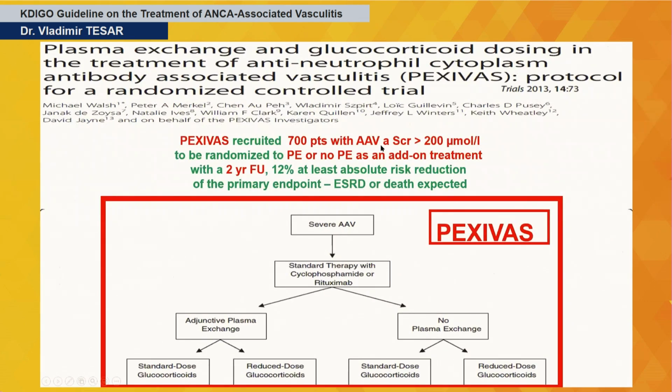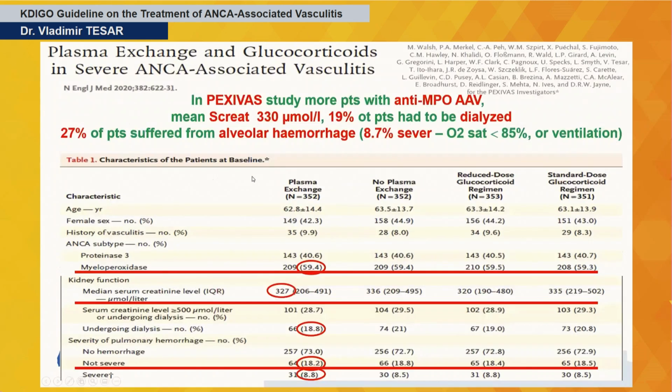But there were many uncertainties, and we believe that we will get the final answer from by far the largest study ever done in ANCA-associated vasculitis, called PEXIVAS, which recruited 700 patients with serum creatinine more than 200 micromoles per liter, and they were randomized to the induction treatment with either plasma exchange as add-on treatment or no plasma exchange with a follow-up of 2 years.